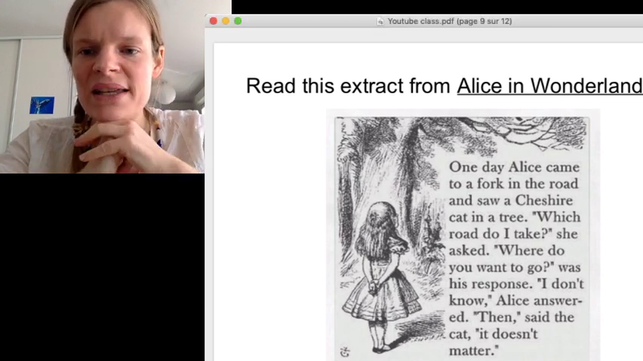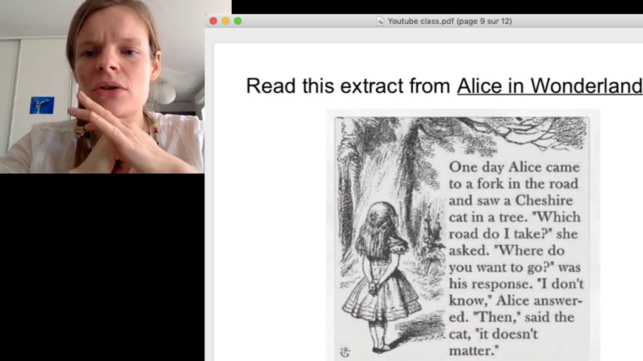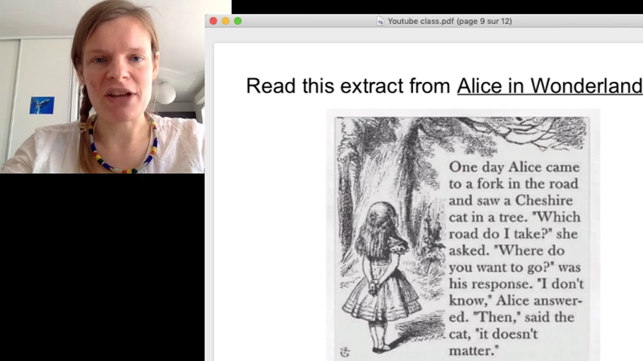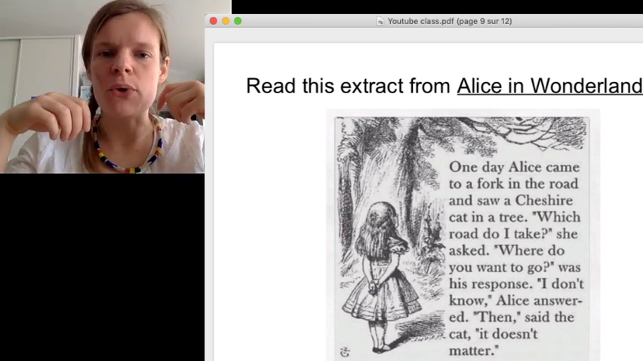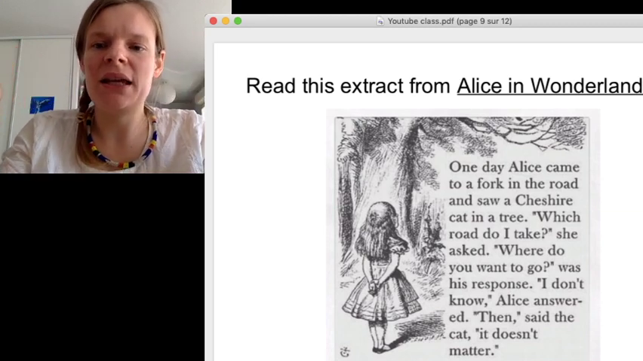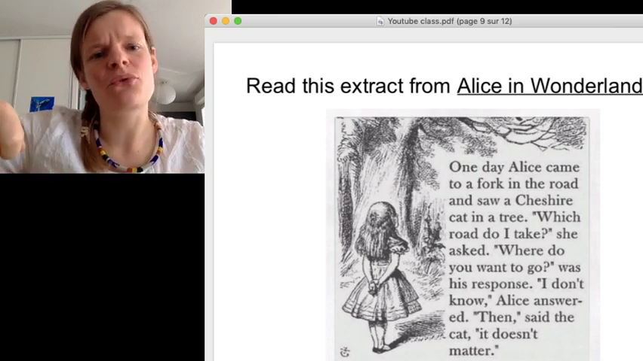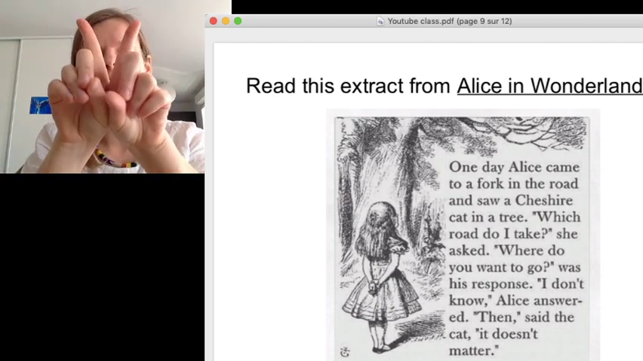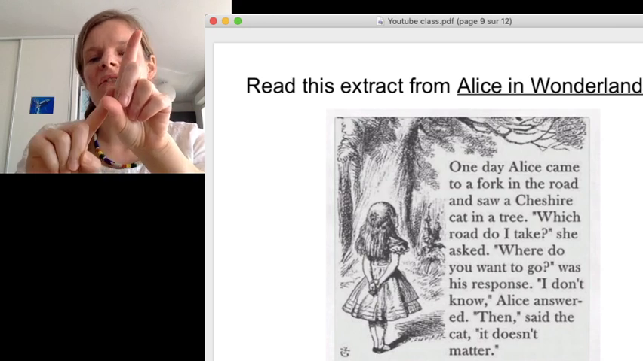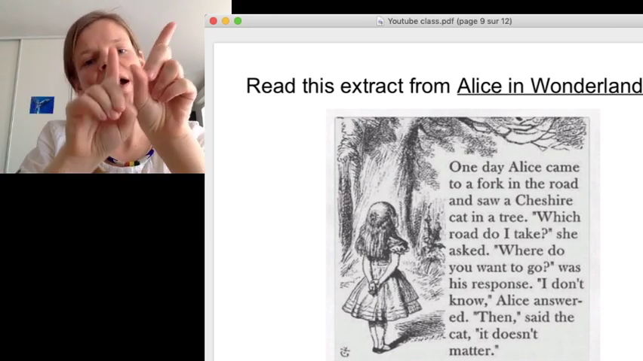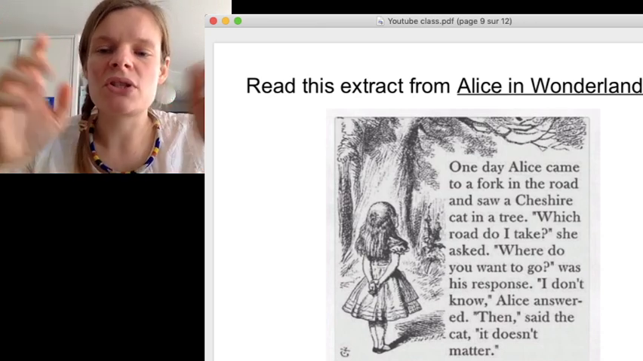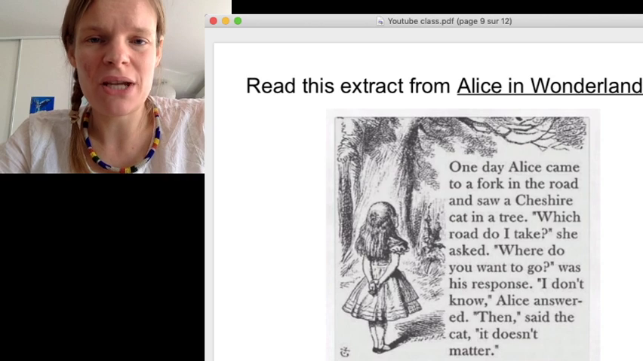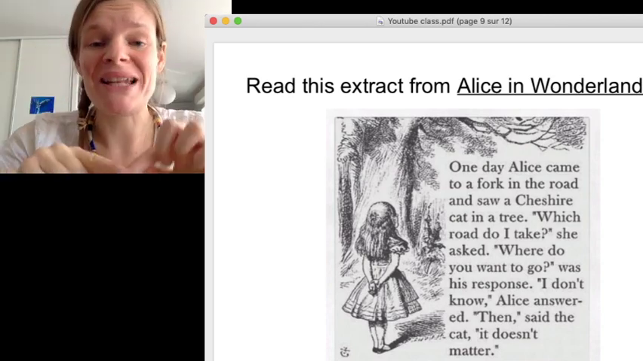Okay, so one day, Alice came to a fork in the road and saw a Cheshire cat in a tree. Alice, the little girl who is the main character of Alice in Wonderland, was walking on a road and she came to a fork in the road. You know the fork to eat, right? But here, of course, it's not a fork to eat. A fork in the road means the road is going like this, okay? So she's walking and she has to decide if she's going right or left. So she came to a fork in the road and she saw a Cheshire cat in the tree. Cheshire is a part of England, an area in England.